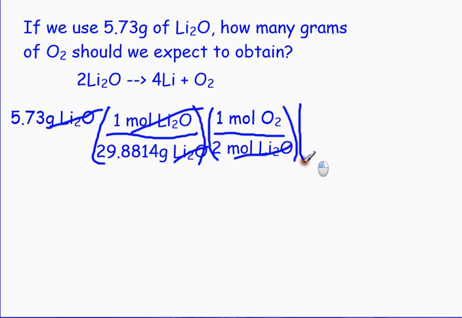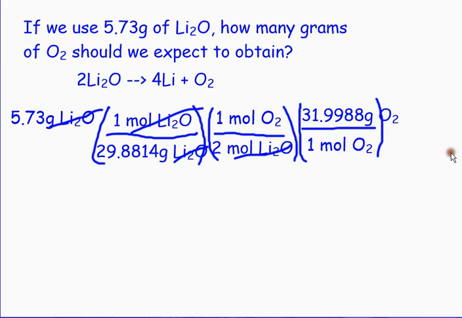But I'm looking for grams, so one more step to take me to grams. And I'm going to use the molar mass, and I know that 1 mole of O2 has a mass of 31.9988 grams. Units of moles of oxygen cancel out, and I'm left with the mass of oxygen. So 5.73 times 1 divided by 29.8814 times 1 divided by 2 times 31.9988 divided by 1 gives me a total of 3.07 grams of O2.